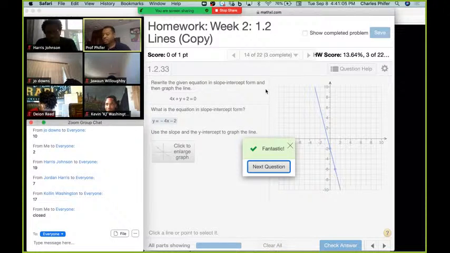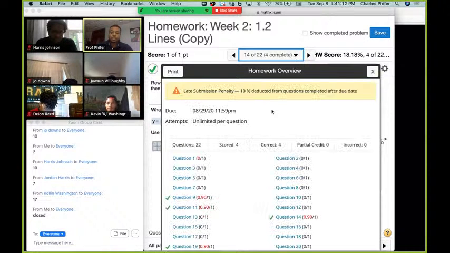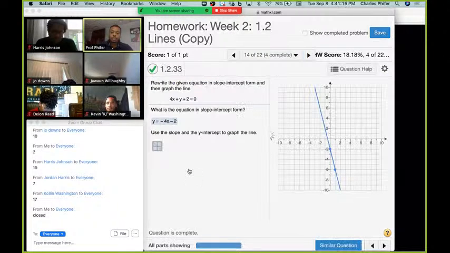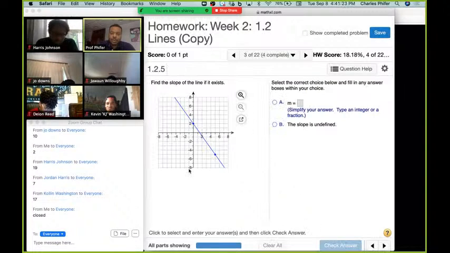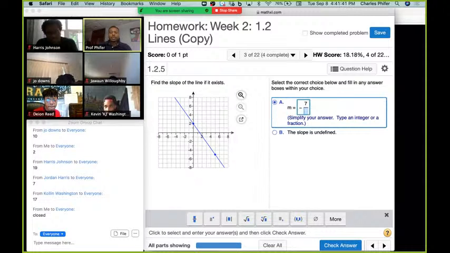Okay, let's look at question number 3. Rewrite the given equation to slope-intercept form. That's the one we just did. There we go. Find the slope of the line. I think we did this one. We're gonna do it again. It's quick. So what is this? This is negative 5, so 5 and 2. That's down 7 and right by 5.